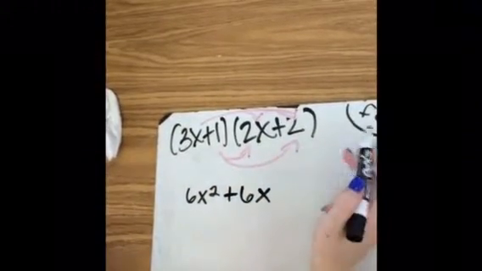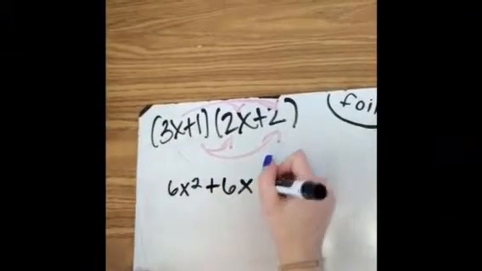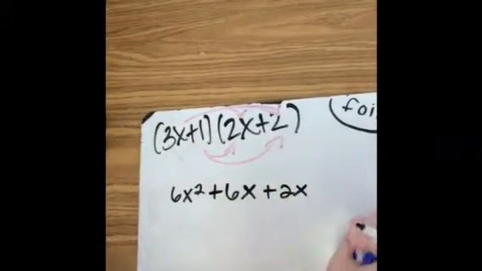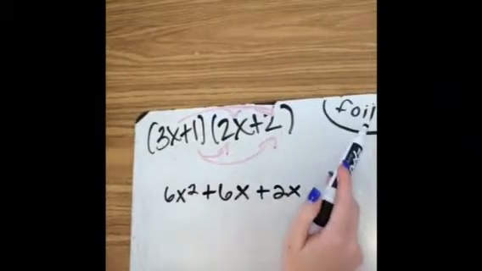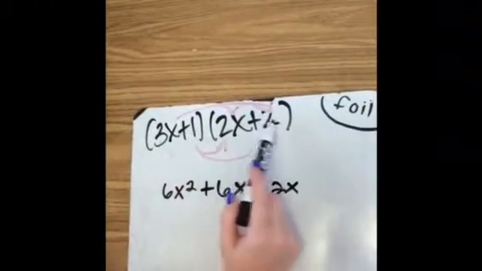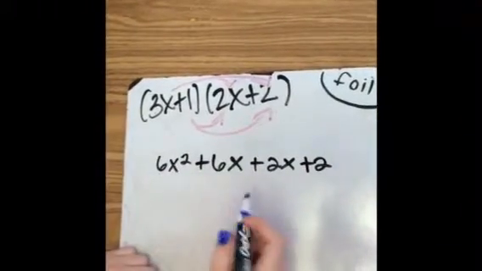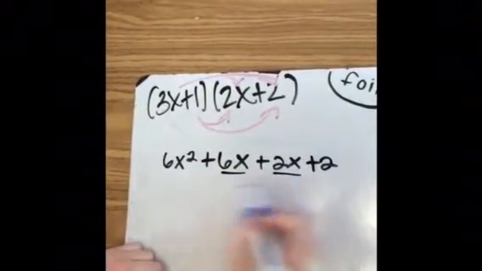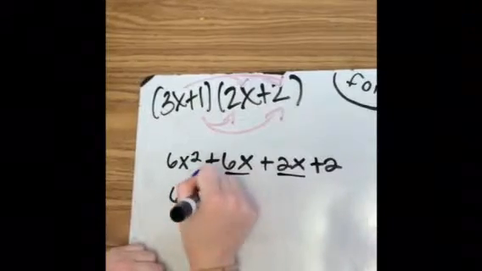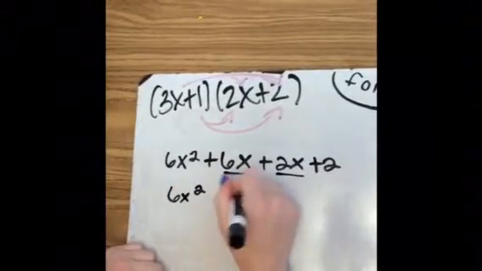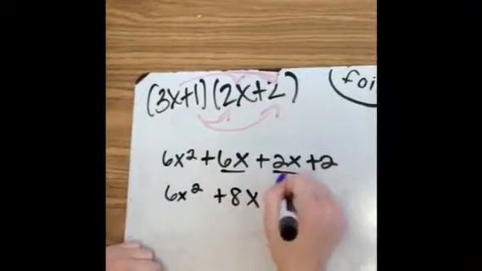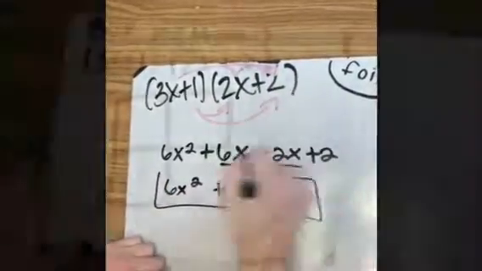And then you go to inside, which is 1 times 2x, which is 2x. And then you go to last, which is 1 and 2. So it's plus 2. So then you combine like terms, which is the x. So you have 6x squared plus 8x plus 2. That would be your final answer.